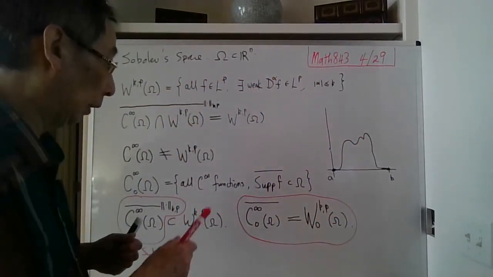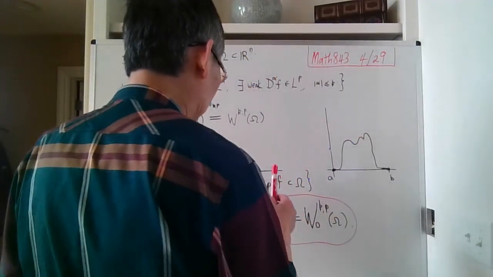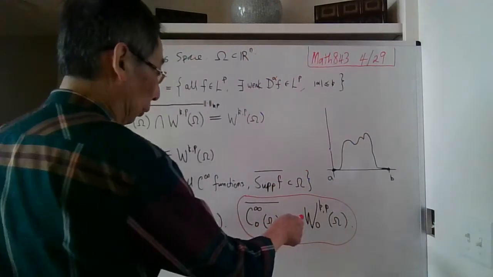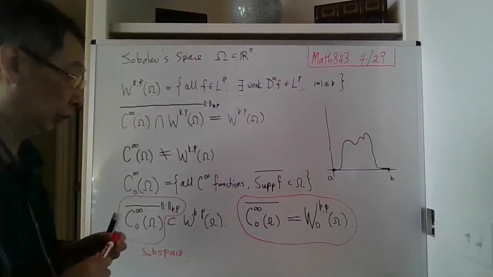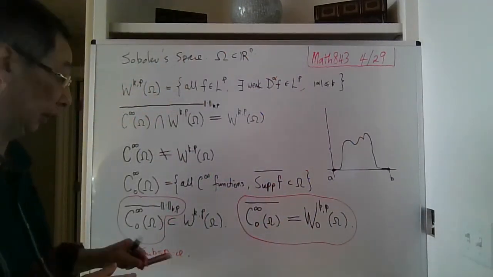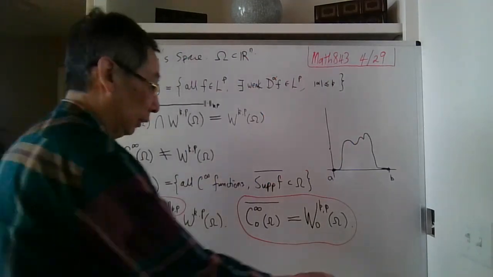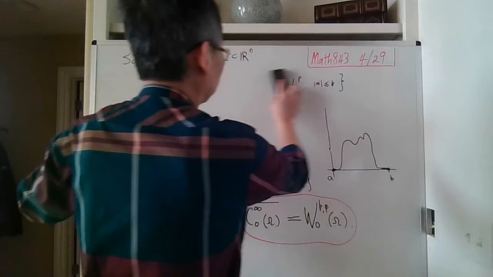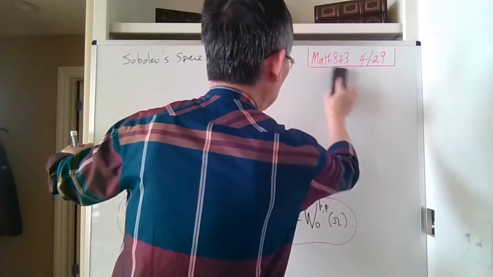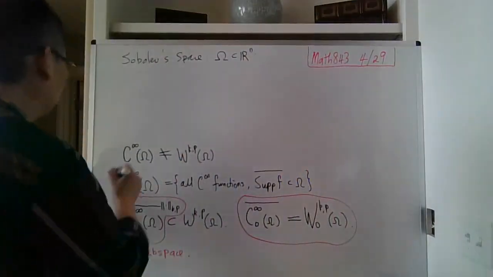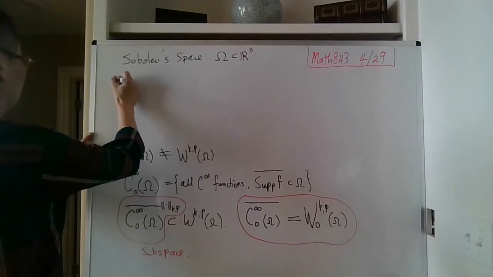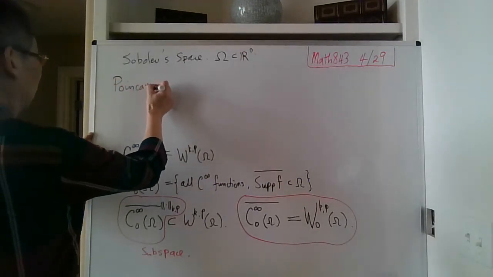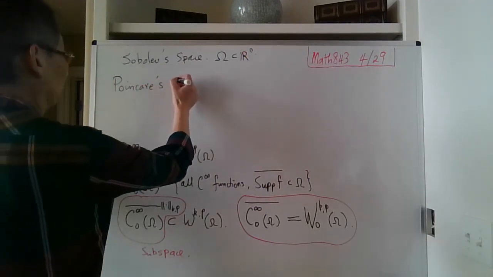Now W_0^{k,p} carries lots of additional properties because of the zero there. So today we are going to see one of them. It's called a Poincaré inequality. Okay. So let's begin. Here the thing we're going to talk about is the Poincaré inequality.